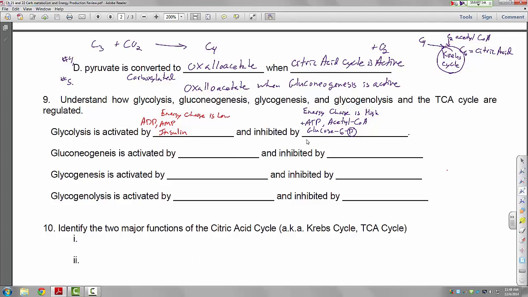So if we've got a lot of glucose 6-phosphate around, maybe we have enough ATP, we don't need to make more, so we're going to store this glucose as glycogen. So when a lot of glucose 6-phosphate is around, we're going to slow down glycolysis and actually speed up glycogenesis.